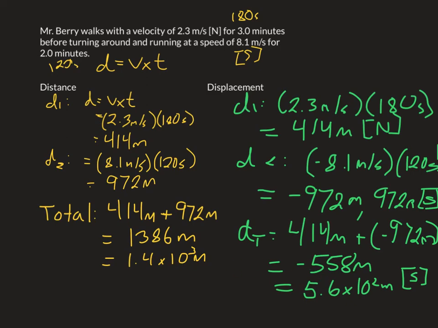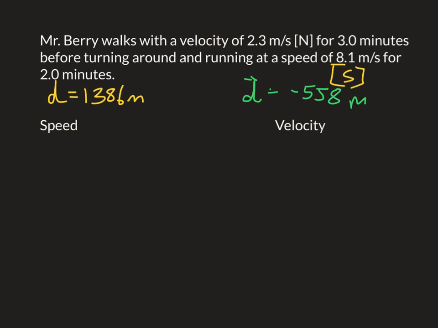We're going to need them for the next part of this. All right, so it's still the same problem, except now it's asking us for speed and velocity. And I just wrote down the distance and displacement that I calculated on the last slide. One thing I want you to notice is that I'm using the unrounded version. You never want to use your rounded version in a calculation.